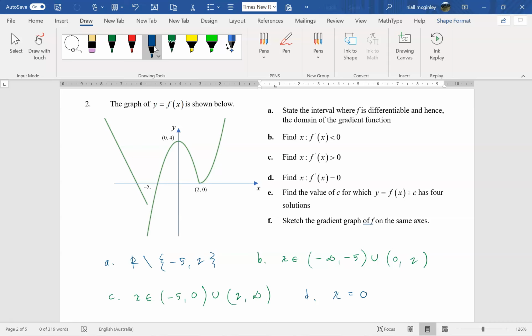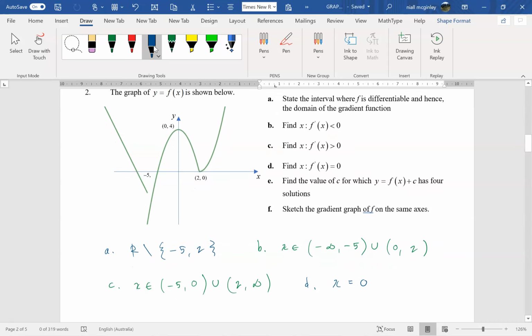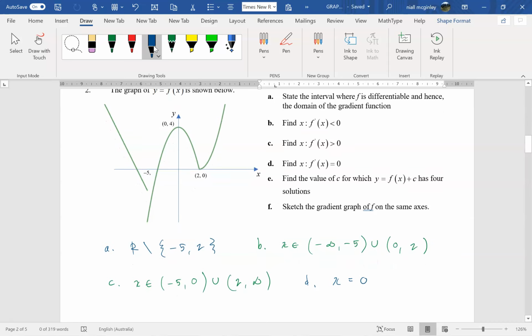So next part, find the value of c. We're either moving this up or down. There's 4 solutions. If we move it up, we're certainly not going to have 4 solutions. We're going to have 2 solutions here and then 1 solution here. So we're basically going to be moving it down. You see here we've got 1, 2, 3 solutions at the moment. If I move it down, I'm going to have 1, 2, 3, 4. If I keep moving it down, I'm going to have 4. But if I move it down 4, then I'll have 1, 2, 3 solutions, you see.